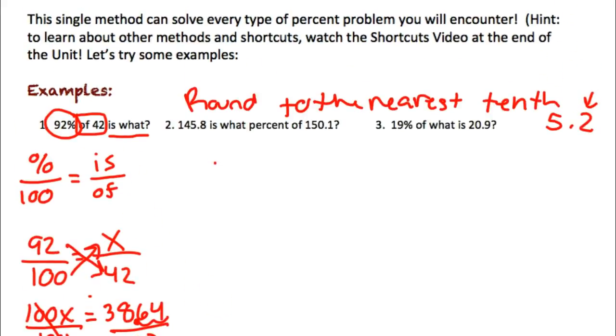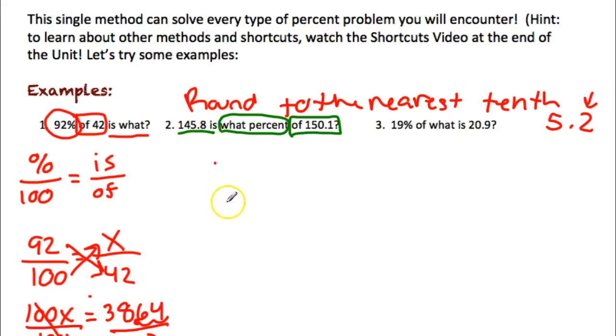Let me change my pen color. All right, this says 145.8 is what percent of 150.1? So I'm going to do what I did over here. Circle the percent. There's percent. It says what percent? Okay. Over here I boxed where it said of. This one says of 150.1. And then the is I underline.